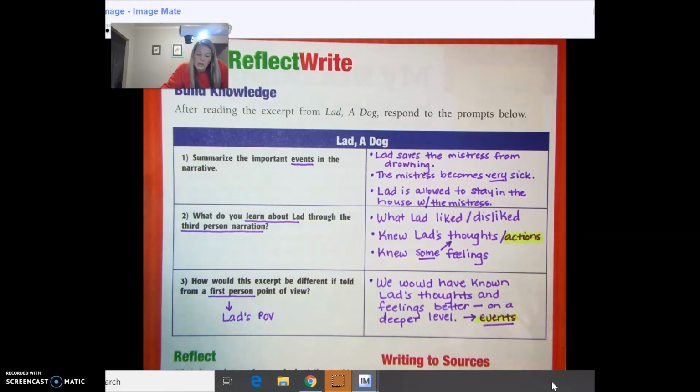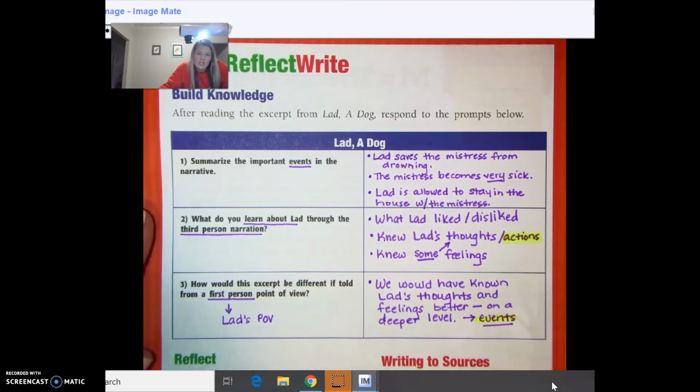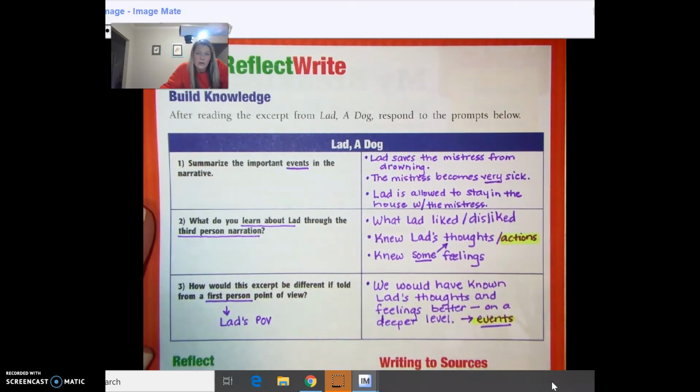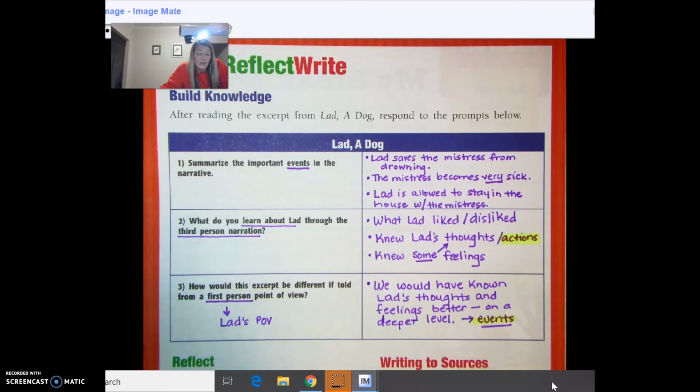So I want you to think about that, and maybe even which story do you think would have been better? The one that we read in third person narration, or would you have preferred that same story been told from Lad's point of view? So think about that and come to class today with your chart filled out. You might need to go back or just pause and write down our little notes and then be ready to talk about it. See you guys in a little bit.